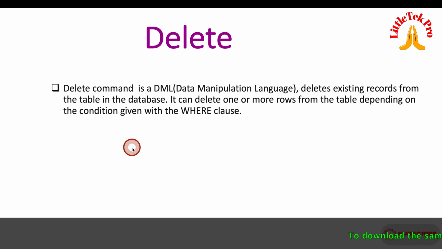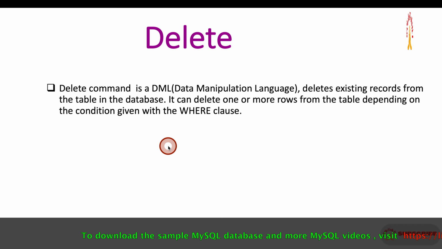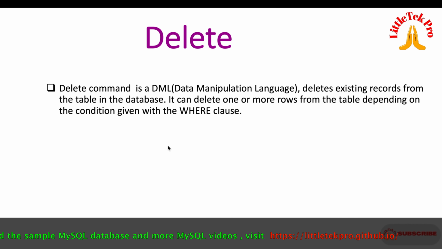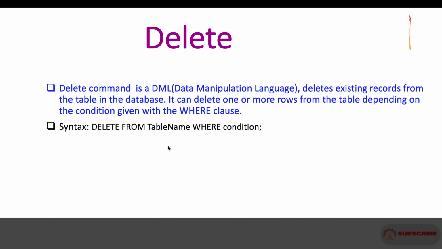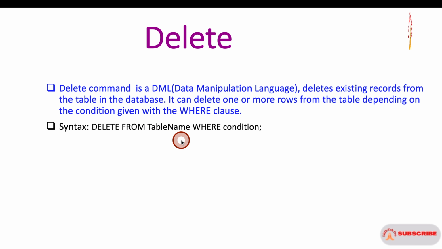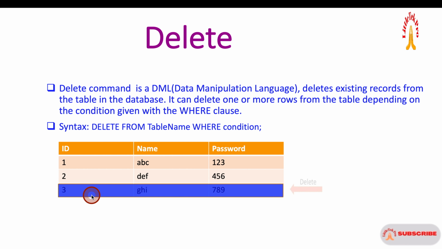Delete is a DML command, data manipulation language, which deletes existing records from a table in the database. It can delete one or more rows depending on the condition. The syntax is DELETE FROM table name WHERE condition. Think about this table: I'd like to delete the ID 3. The syntax would be DELETE FROM table name WHERE ID = 3. Then it gets deleted.